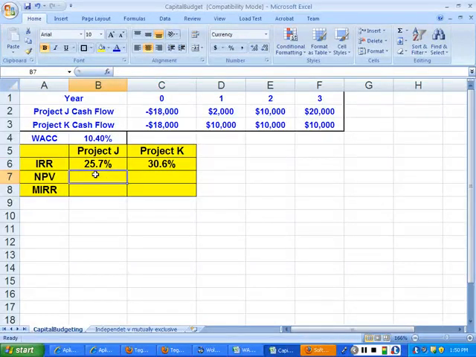Now, IRR, because these are normal cash flow projects, is going to agree with the NPV. So both the NPV numbers we're going to get are going to be greater than zero. So let's go ahead and take a look at the NPV.